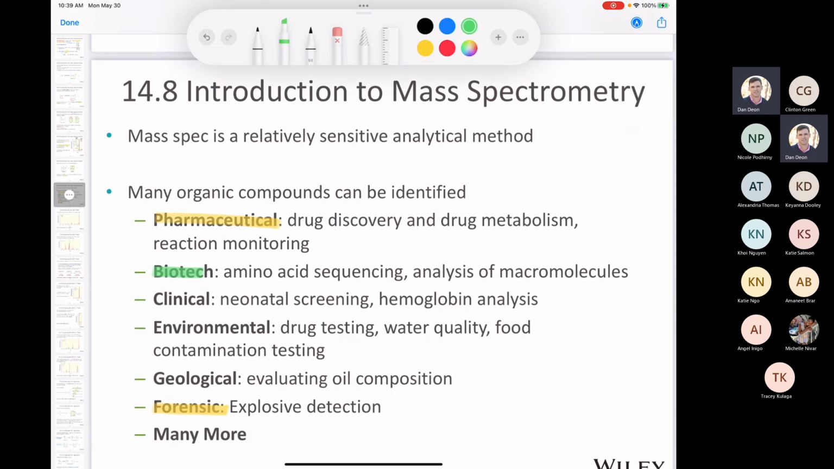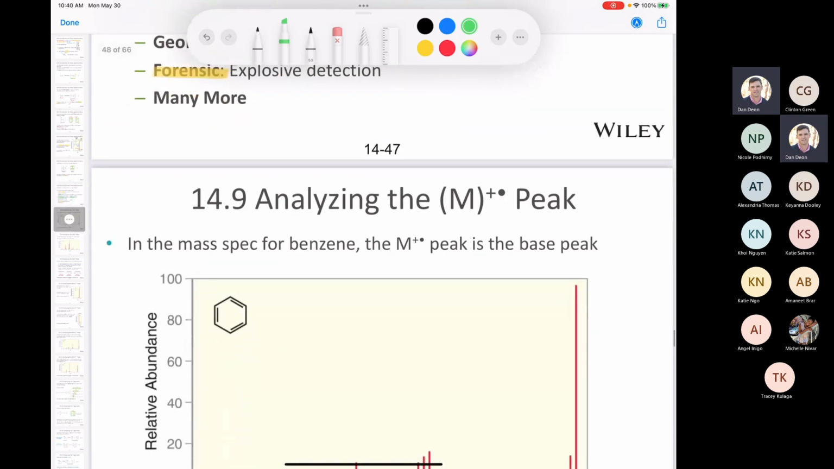Another big one that's important at UCCS is that UCCS does some mass spectrometry testing of water samples and also looking at flavor profiles of whiskeys and things like that. I'm not an expert in that. But anyhow, there we go. So that's the introduction to mass spec.